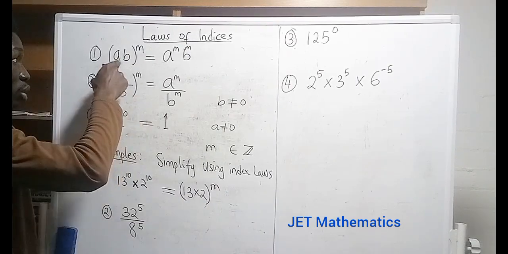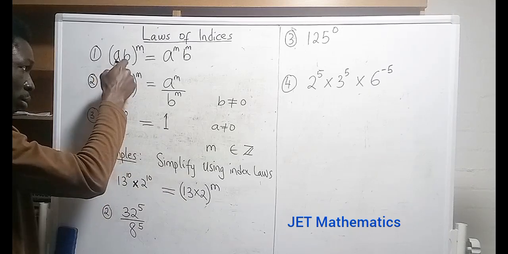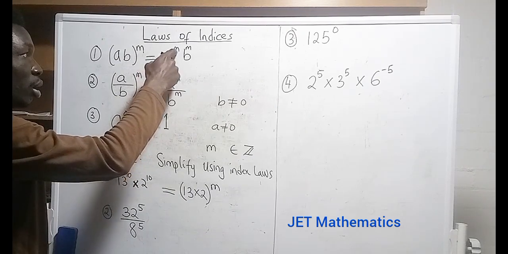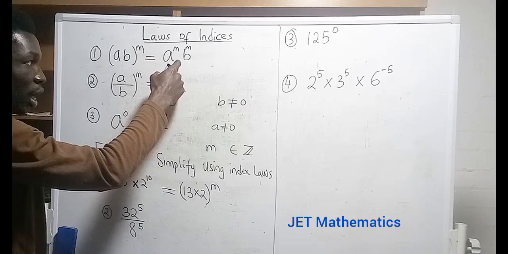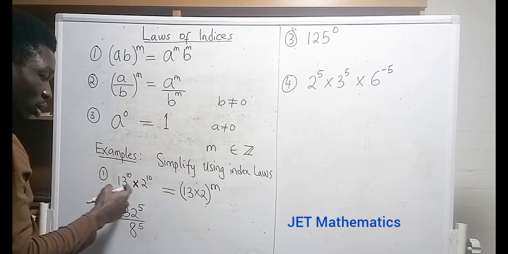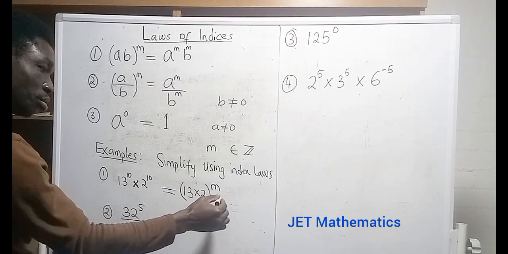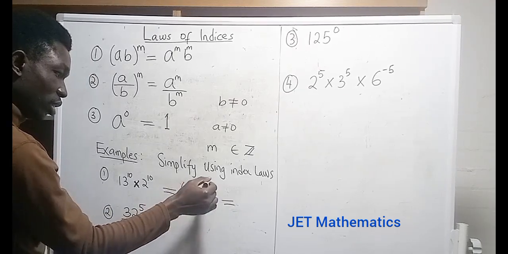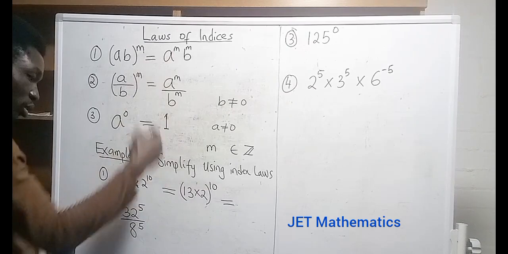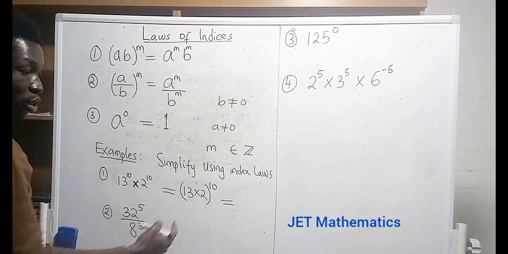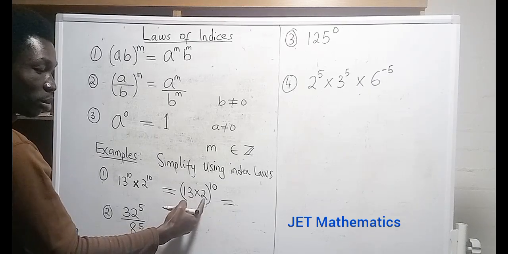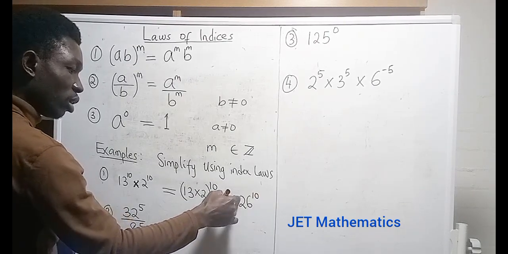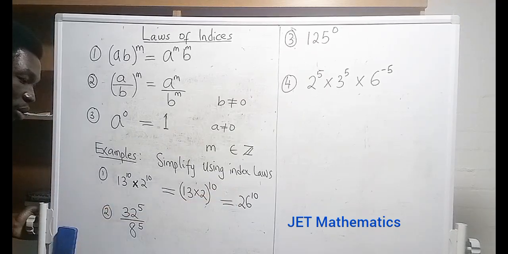Remember I told you ab means a times b. Then a raised to the power of m times b raised to the power of m. So if this is true, then this is true. That finally gives me, sorry, here should be 10, just here should be 10 as well. So 13 times 2 gives me 26 raised to the power of 10. So that solves that problem.